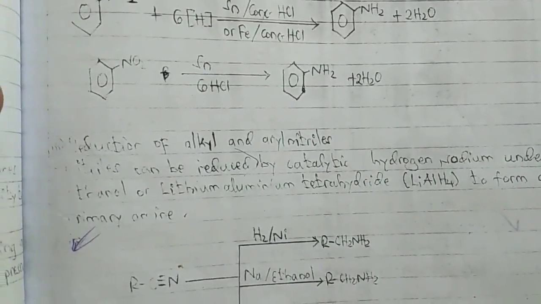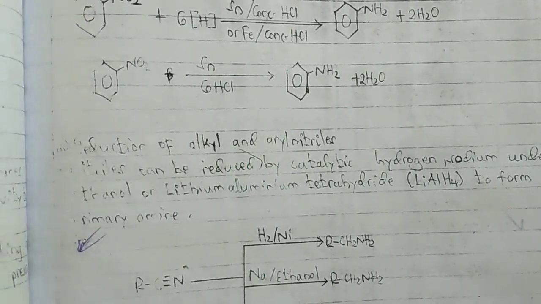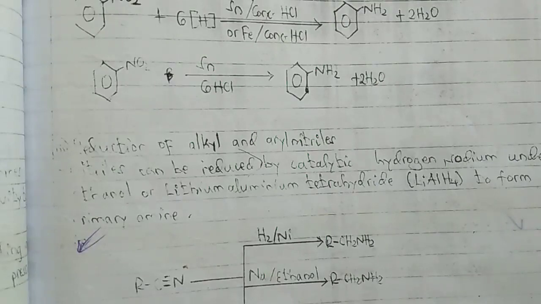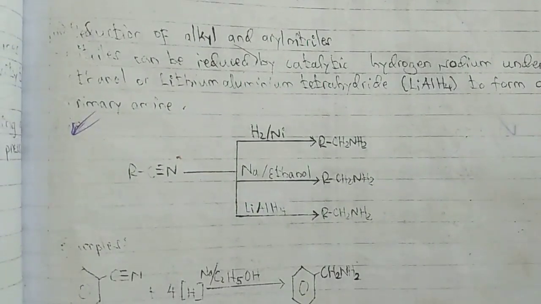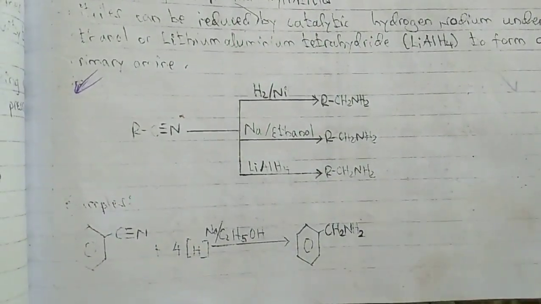Then from there, reduction of alkyl and aryl nitriles. A nitrile can be reduced by catalytic hydrogenation, hydrogen, sodium and ethanol, or lithium aluminium tetrahydride to form primary amine. So alkyl or aryl nitriles can be reduced to primary amines using reducing agents such as hydrogen in the presence of nickel catalyst, sodium in the presence of ethanol, or lithium aluminium tetrahydride. So we have the examples here, unaweza kuona, sodium in the presence of ethanol.